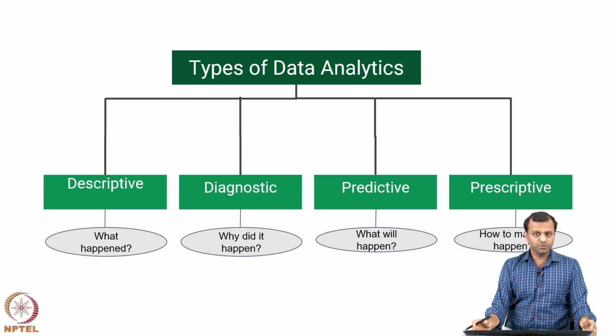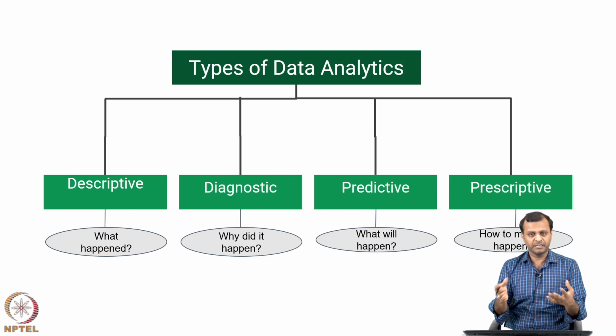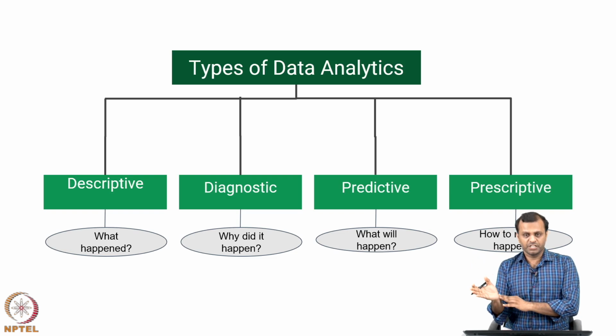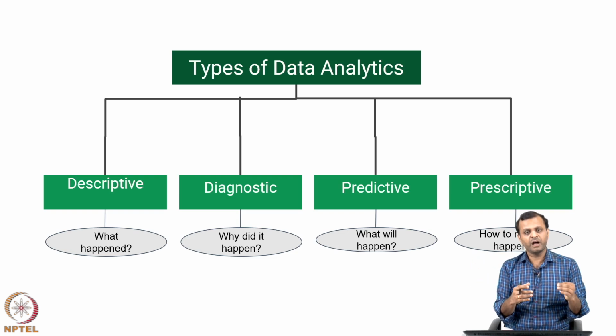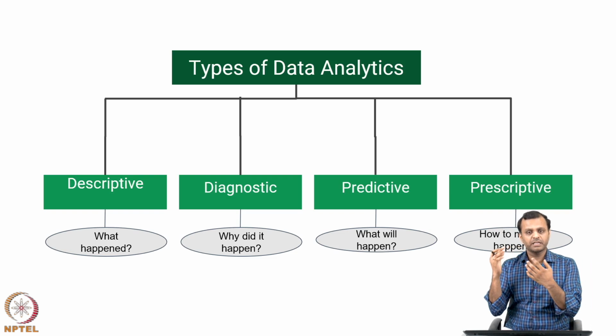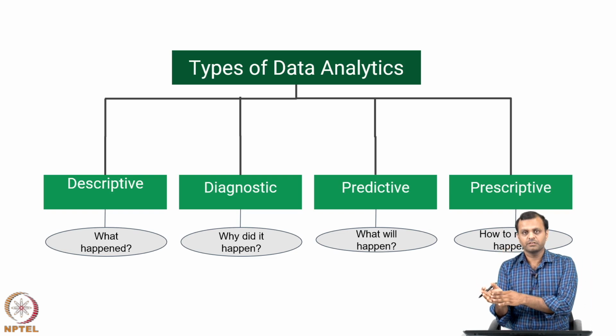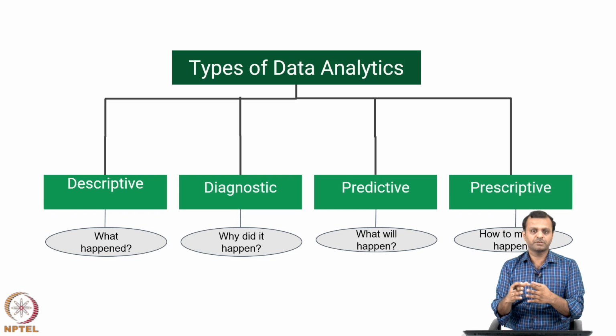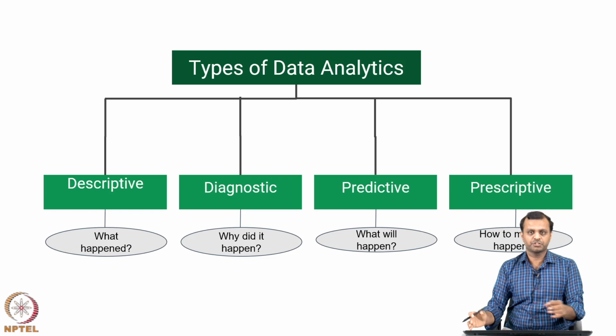Then diagnosis happens: why did this particular event occur? They try to do correlation and pattern matching to understand why the event occurred. Then comes predictive: using these correlations, can we predict future events? If in the past these two actions occurred together, can we predict that in the future it will occur again? These are predictive analytics, what will happen in future.